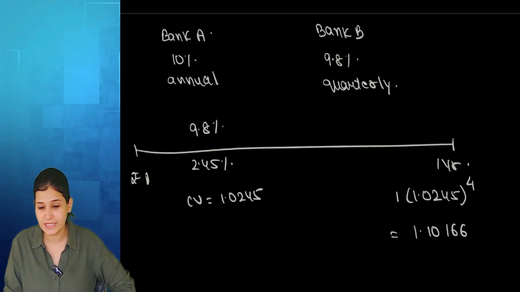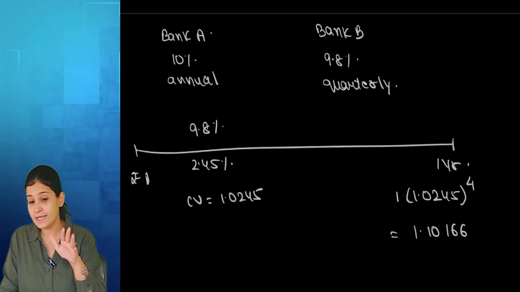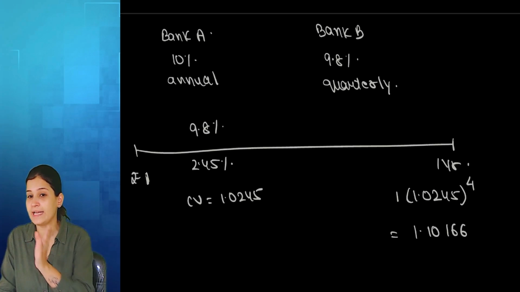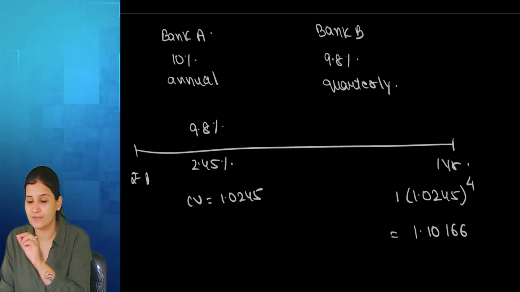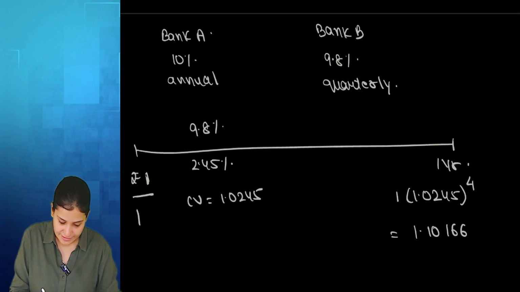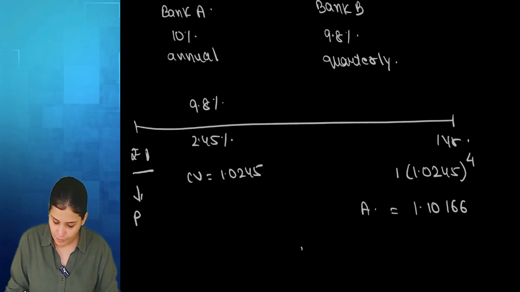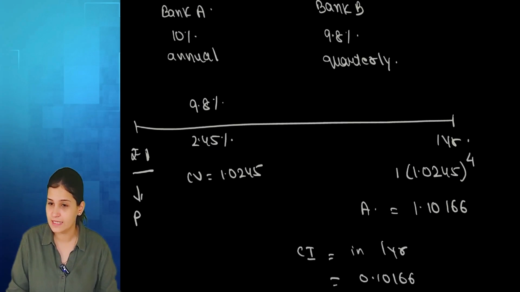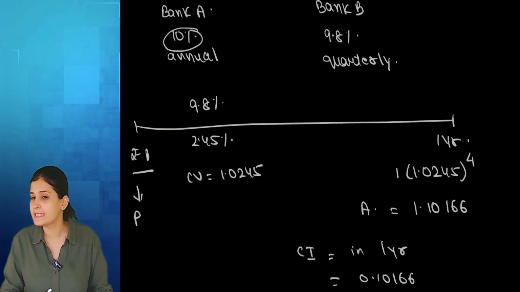This is 1.10166. Do you agree? Yes, ma'am. So 9.8% quarterly, at the end of 1 year, gives me an amount of 1.1016. So rupee 1 when invested is my principal, and this is my amount. How much interest am I getting in 1 year? If I subtract, it is 0.10166, and if I would have taken 10%, I would have got 0.1. So yes, this is higher.